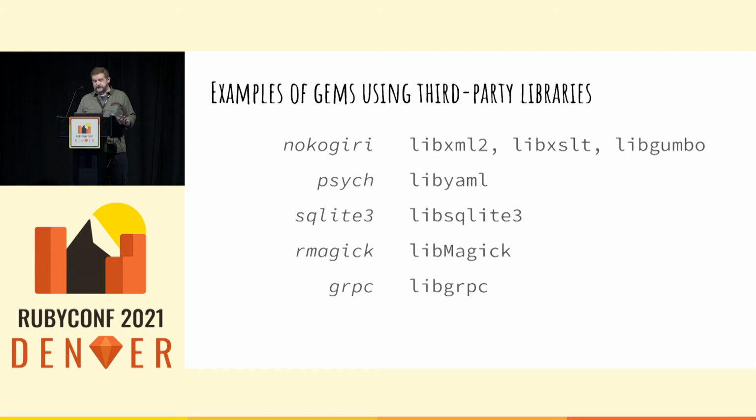A lot of Ruby gems do this. Here's a list. You can probably think of one or two others. And most of these gems are just a thin-ish layer of Ruby and C that work together to make the library's features available as idiomatic Ruby.